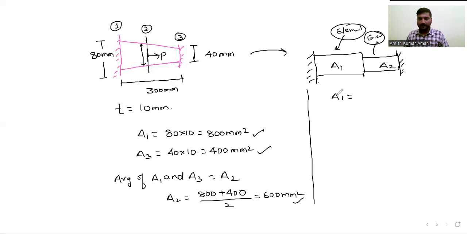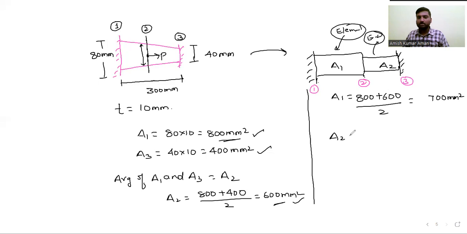So A1 will be, see here, this is your node number 1. See this node 1, this is node 2, this is node number 3. So A1 will be nothing but, at node 1, what is the area? 800. So 800 plus at node number 2, what is the area? 600. So 600 divided by 2 means average of these two. So if you do the average of these two, we are going to get 700 mm square.